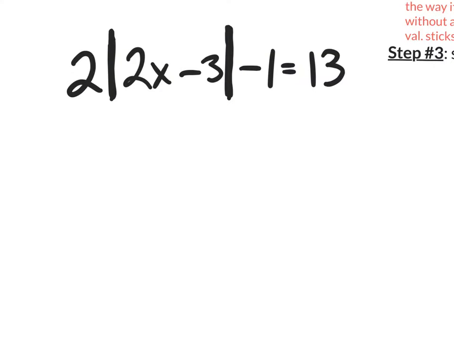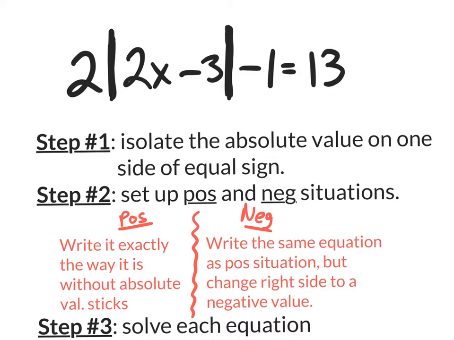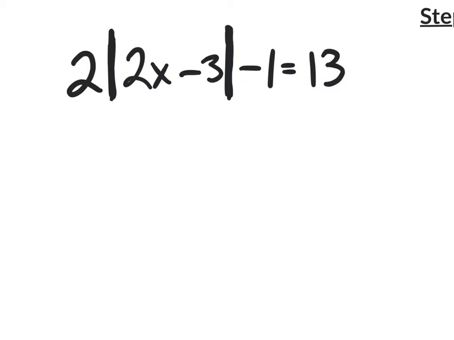2 on the outside, absolute value of 2x minus 3, that's on the inside of the absolute values, minus 1 on the outside, and then equals 13. So step 1 on the notes that you just jotted down is to isolate the absolute value on one side of the equal sign. So you want to get this absolute value by itself on the left side of the equal sign. Imagine if it were a big giant X, all right?